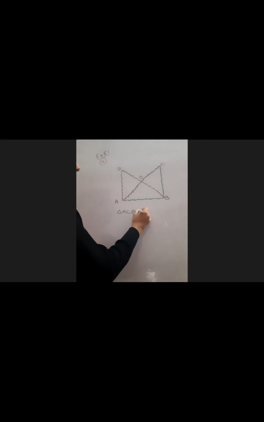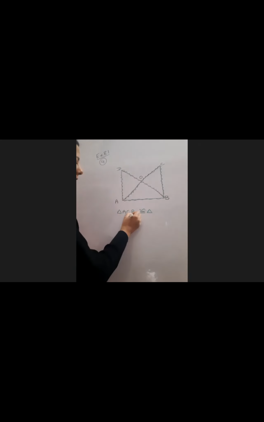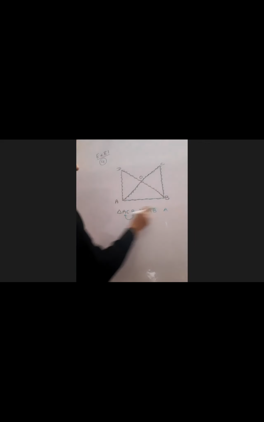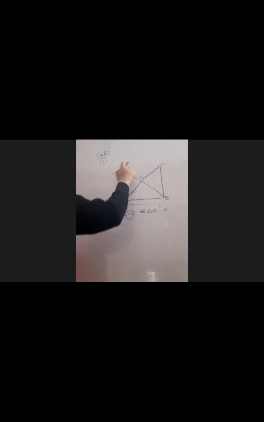Do we know how to prove them to be congruent? First thing first, will AB be equal to AB or BA? AB is equal to BA. So B and A: in the place of A, I am writing B. In the place of B, I am writing A. And what is the middle vertex? D. Instead of C, it will be D.